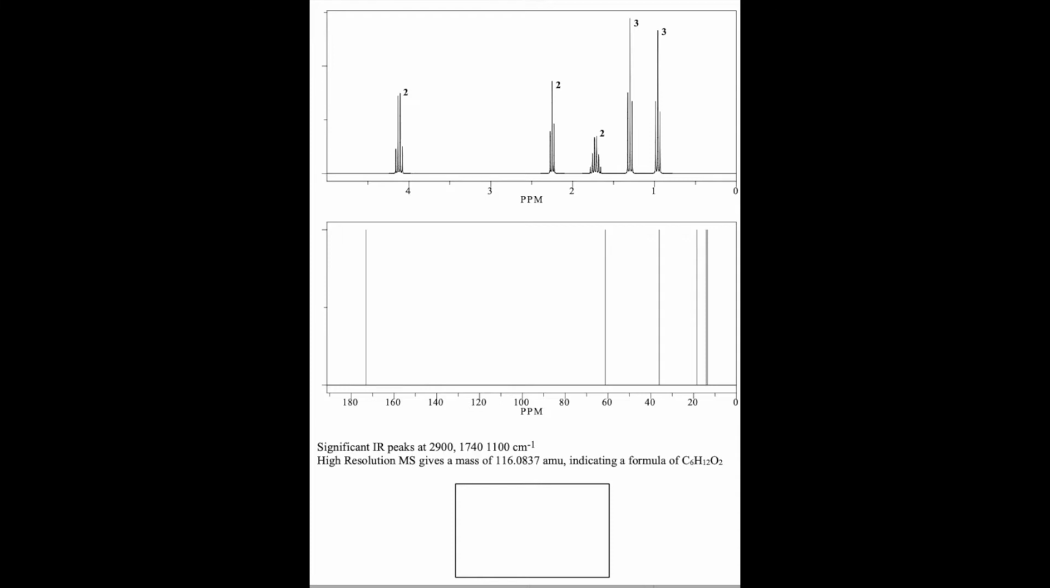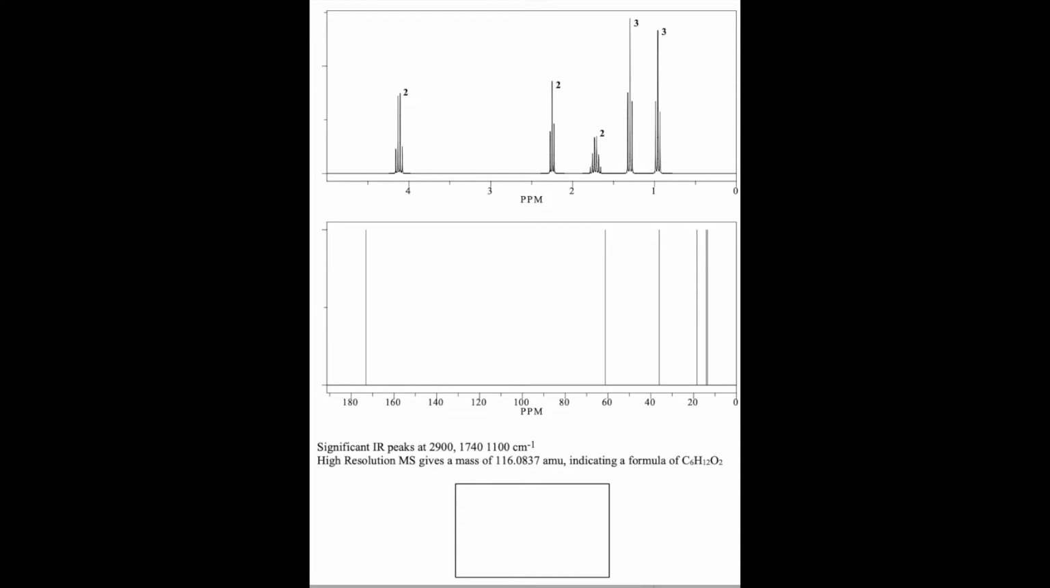Next, I'm going to move up to the IR, because IR is pretty straightforward. You either have a peak or you don't, and those peaks simply tell you what functional group is present, or absent if the peak isn't there. So in this case, we have 3 significant IR peaks at 2900, 1740, and 1100 wave numbers. And you've got to know what those mean. 2900 is the sort of generic CH stretching from an sp3 carbon. Most molecules are going to have that, but not all. So we'll just keep that in the back of our head.